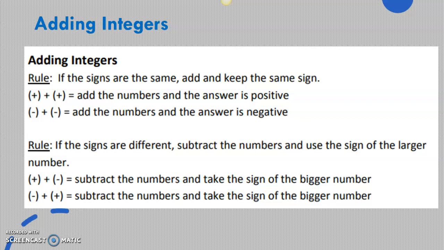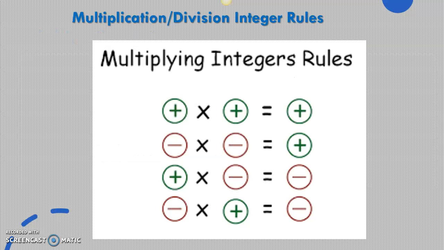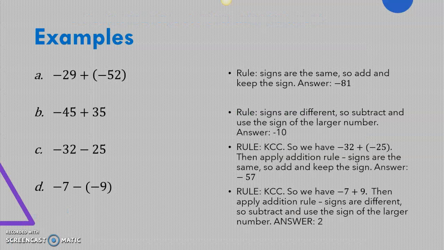First, we have adding integer rules. Then we have subtracting integer rules. Then we have multiplying and dividing integer rules. Some examples. First, we have negative 29 plus a negative 52. Here, the signs are the same, so we would add and keep the sign, ending with the answer of negative 81.